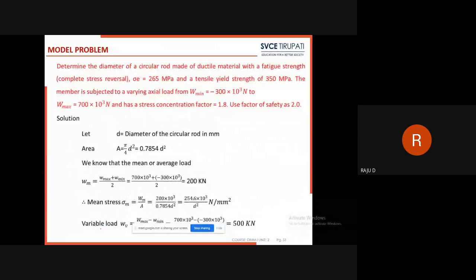Next, they will give the sigma E value and sigma Y value. The theorem also comes under the Soderberg method. And they will give the minimum load value and maximum load value. Stress concentration factor, that is, they will give KF 1.8. Factor of safety is 2.0. Here we calculate the diameter of the bar. It is simple. Always remember, if they do not mention any surface factor or size factor, it is model number 1. If they mention size factor and surface factor values, it is model number 2.